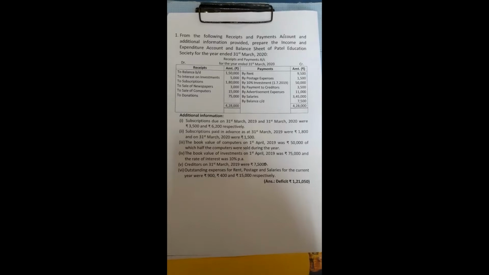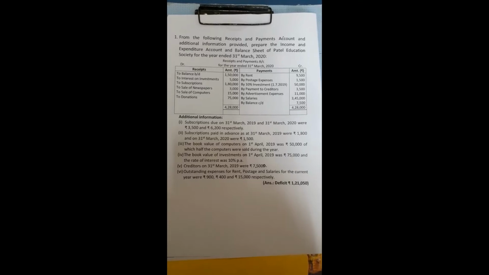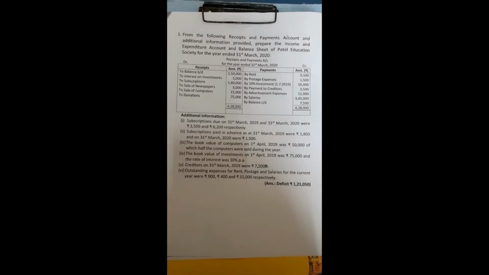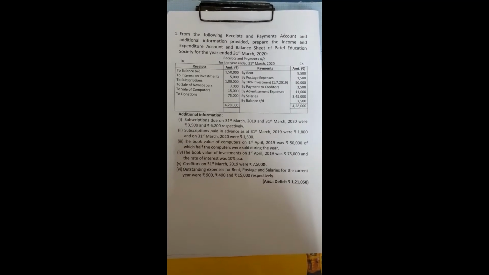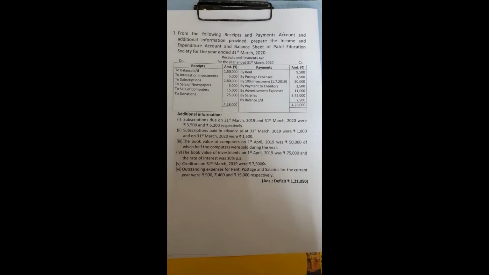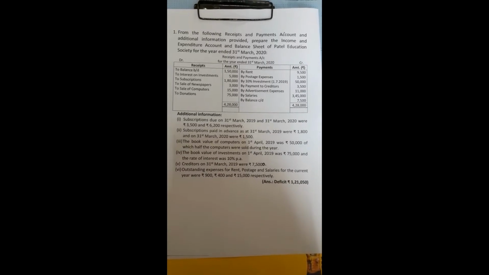Additional information given: subscriptions due on 31st March 2019, that means outstanding subscription at the beginning, and 31st March 2020, that is at the end of the year, were 3,500 rupees and 6,200 rupees respectively. So 3,500 is outstanding at the beginning and 6,200 is outstanding at the end. Subscriptions paid in advance as on March 31st, 2019 were 1,800 rupees and on 31st March 2020 were 1,500 rupees. It means advance subscription at the beginning is 1,800 and advance subscription at the end is 1,500 rupees.